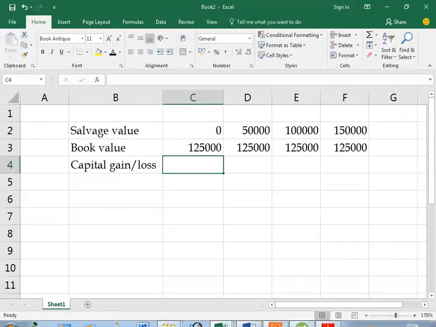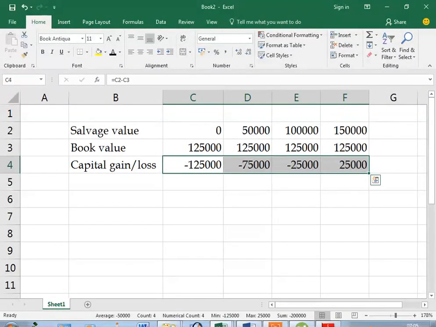In taxation you will learn block of assets method and all. Here I don't bring all of that. Capital gain or loss is basically just comparing the salvage value and book value. So my sale value is this, book value is this. In 3 scenarios I have a loss, in 1 scenario I have a profit.